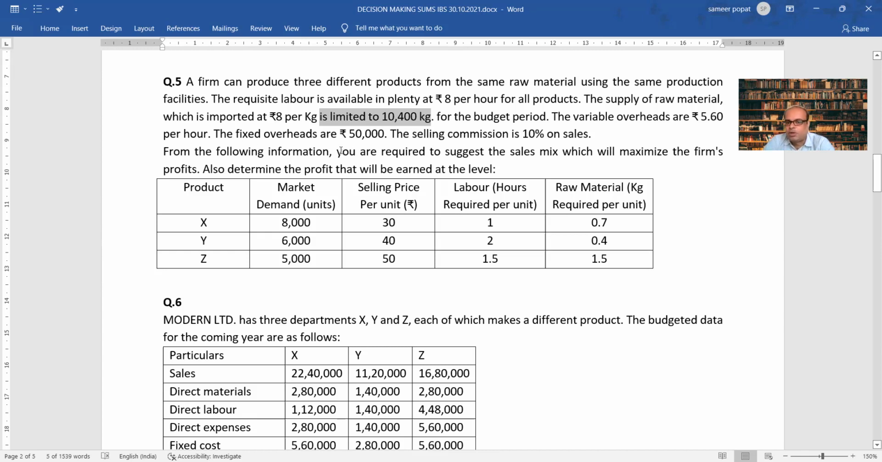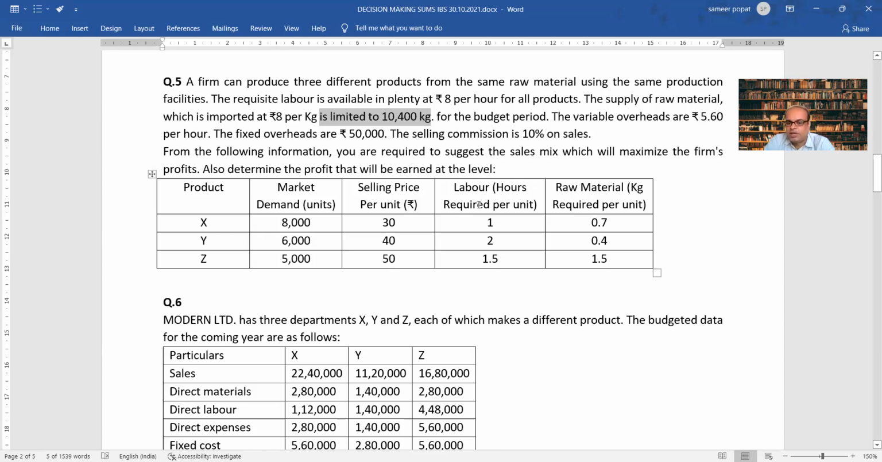From the following information, you are required to suggest the sales mix which will maximize the firm's profit. Also determine the profit that will be earned at that level. Information given here: product XYZ, market demand in units is 8,000, 6,000, 5,000. Unlike previous sums, where the market demand was the same, 3,500 units for each product, here for each product, market demand is different. Selling price per unit is 30, 40, 50.